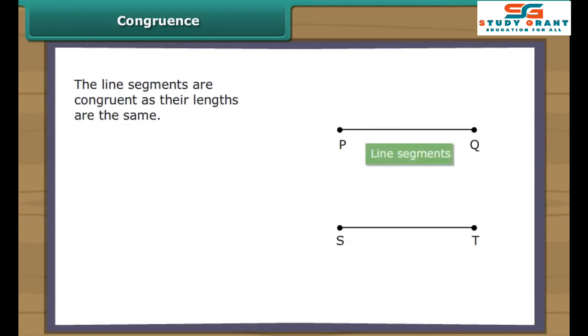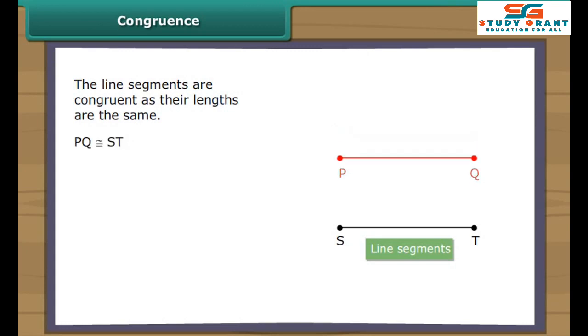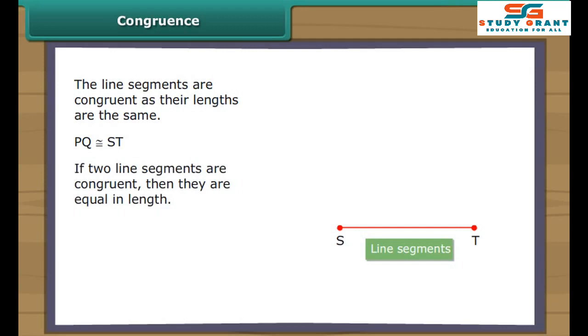Here are two line segments, PQ and ST. We will check if they are congruent. The line segments are congruent as their lengths are the same. It is also true that if two line segments are congruent, then they are equal in length.